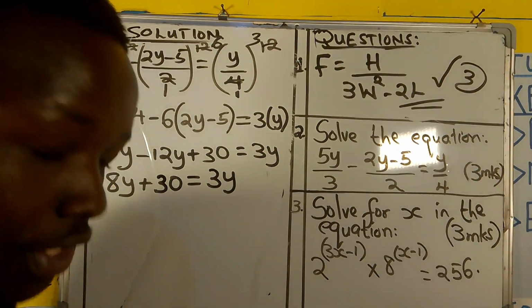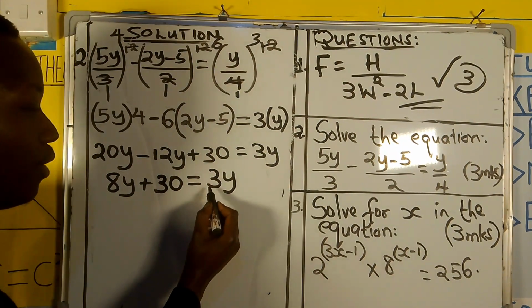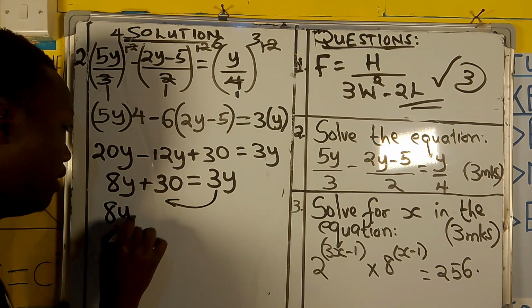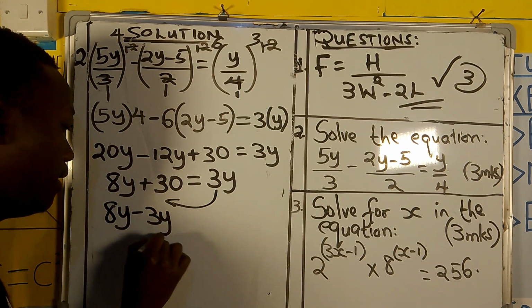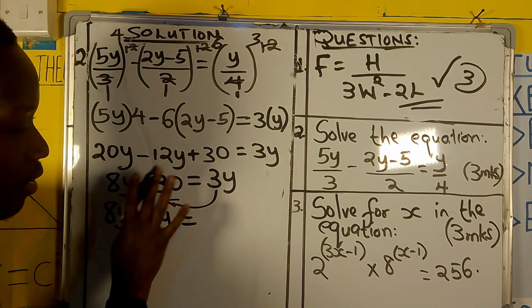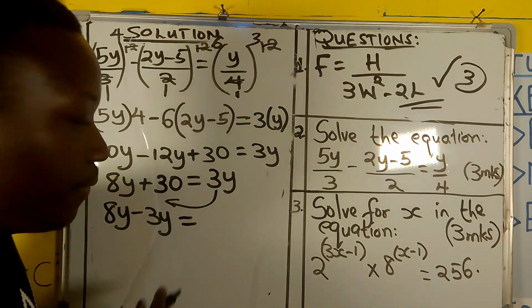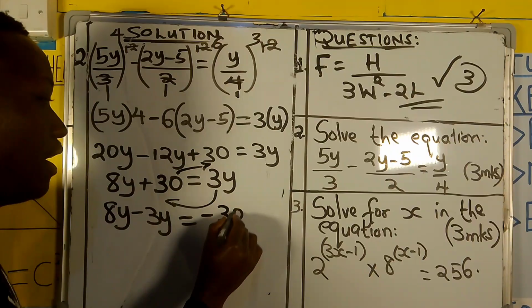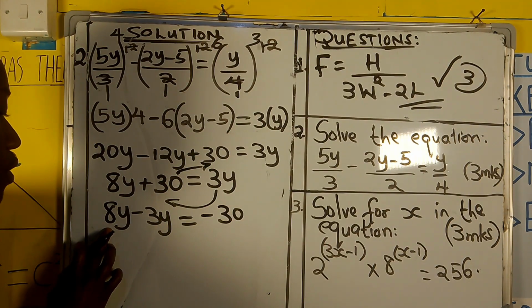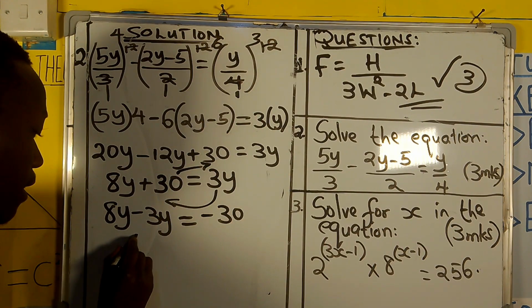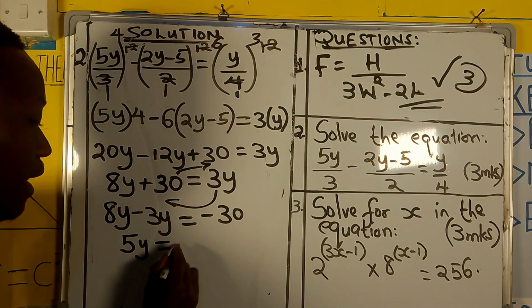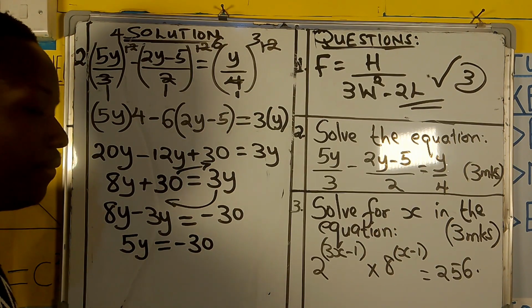We will now proceed to put our like terms together. We will bring 3y to this other side and have 8y minus 3y is equal to, on the other side of the equal sign, we will take our 30, which will become negative 30. Therefore, 8y minus 3y is equivalent to 5y equals negative 30.